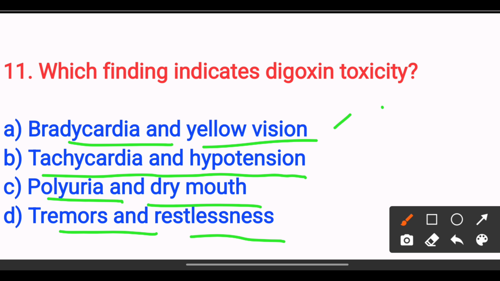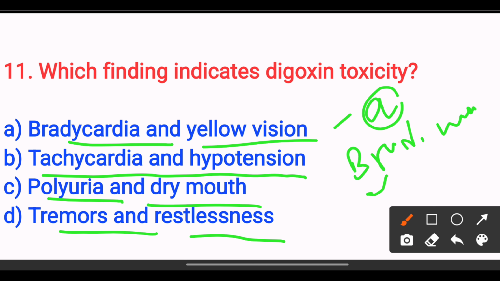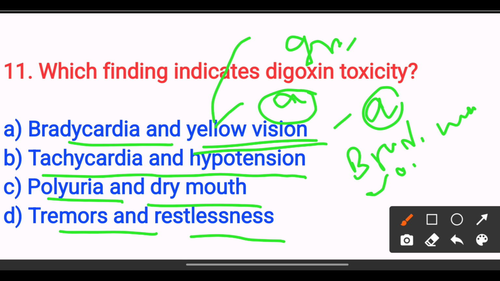The answer is option A, bradycardia and yellow vision. Because digoxin toxicity presents with bradycardia, nausea, vomiting, confusion and visual disturbances like yellow and green halos. Sometimes it shows green also, green halos, yellow vision also green vision. So the answer is option A.